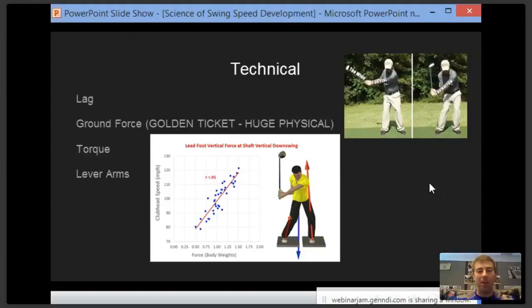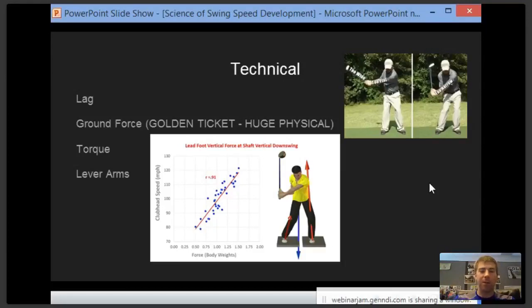But what's cool here is you can actually measure how much force you're putting into the ground, and you're going to get that much back out, which then turns into club head speed. And there's an incredibly high correlation. When we look a little later at the physical tests that correlate to swing speed, when you actually start looking at relative force, how much force people are putting in relative to their body weight, that's even higher in terms of its relationship to club head speed.